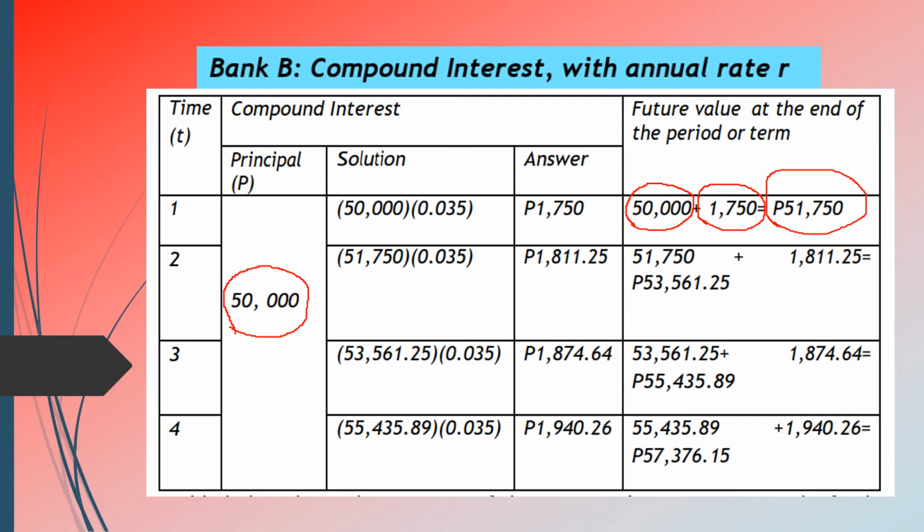On the second year, 51,750 must be added to the interest amount of the second year, which is 1,811.25. It is equal to 53,561.25. The same process of computation applies to year 3 and year 4, and year 4 yields an amount of 57,376.15. That is the amount after 4 years.